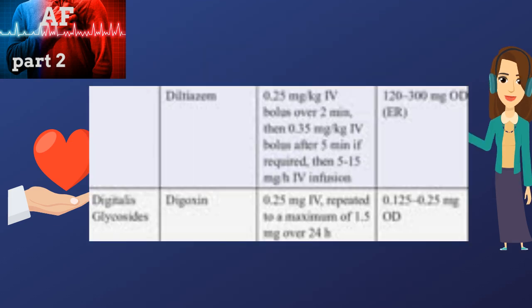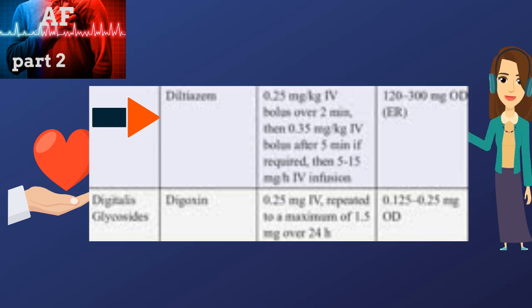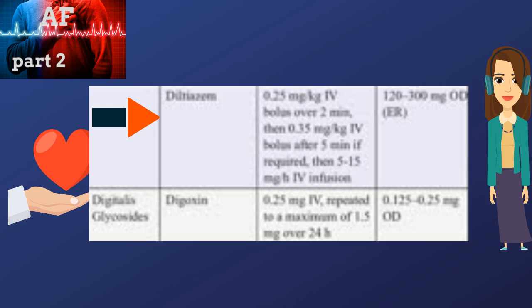Diltiazem, intravenous bolus of 0.25 milligram per kilogram. Average adult dose is 20 milligram over 2 minutes. After 15 minutes, a second bolus dose of 0.35 milligram per kilogram, average 25 milligram over 2 minutes. If good response, continuous infusion at rate 5 to 15 milligram per hour is initiated.